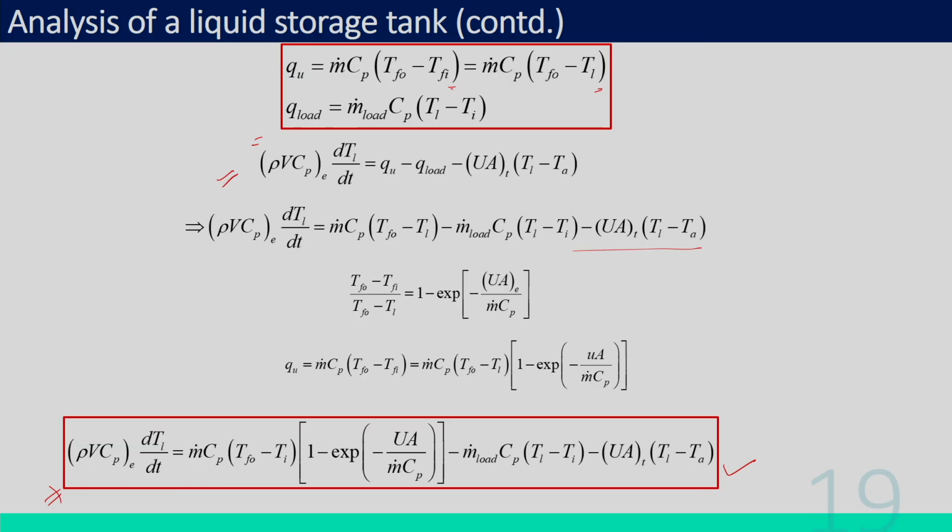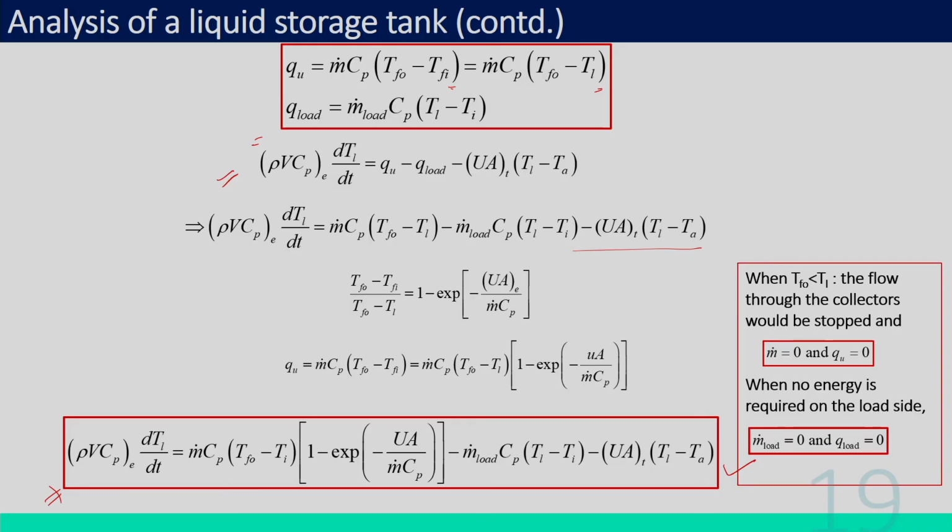So with this knowledge, let us solve one numerical problem on this well mixed tank, when temperature is fixed. And one more observation: sometimes Q_U and Q_load may be 0. When no heat is required, then this Q_load will be 0. If no useful heat gain is there from the collector array, then this will be 0.